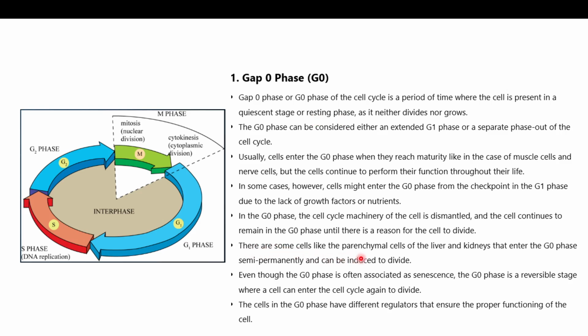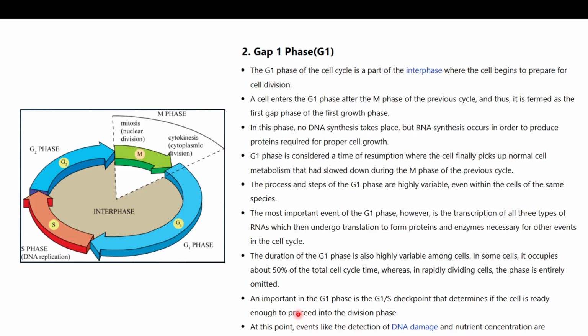There are some cells, like the parenchymal cells of the liver and kidneys, that enter the G0 phase semi-permanently and can be induced to divide. So even though G0 phase is often associated with senescence, or aging, it is a reversible stage where a cell can enter the cell cycle again to divide. Then there comes gap 1 phase, or G1 phase, which is the part of interphase when cells begin to prepare for cell division.